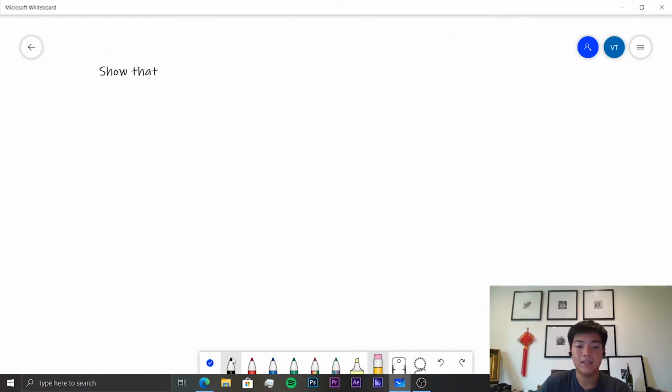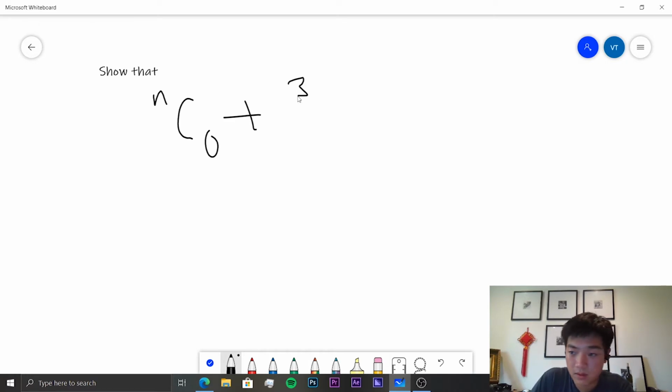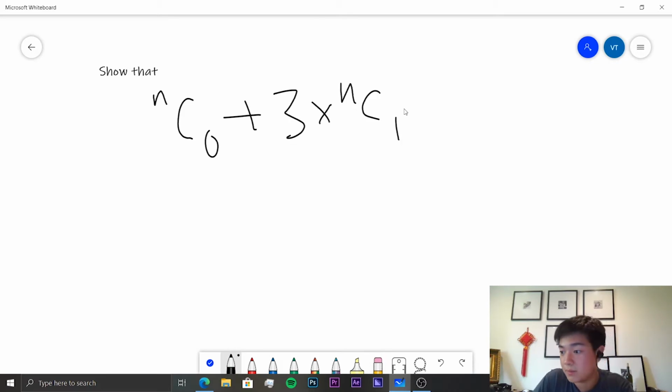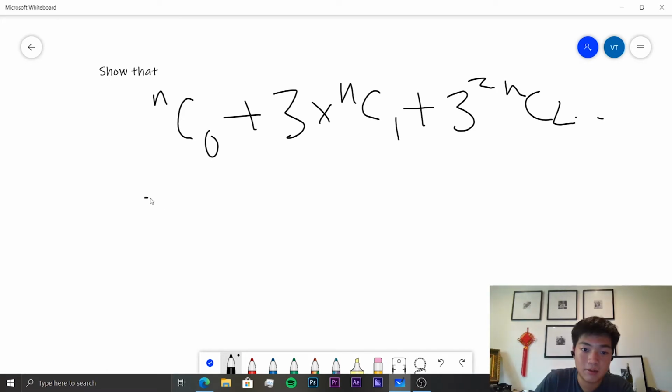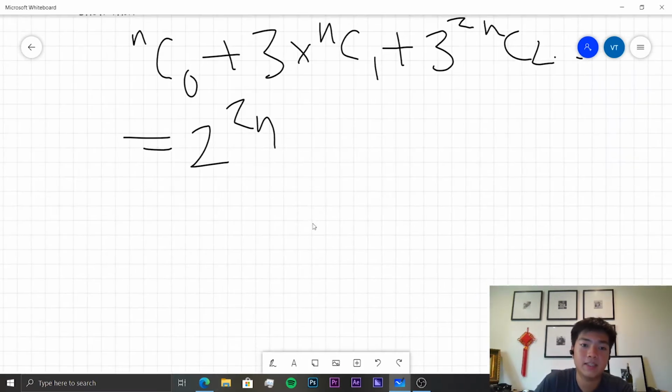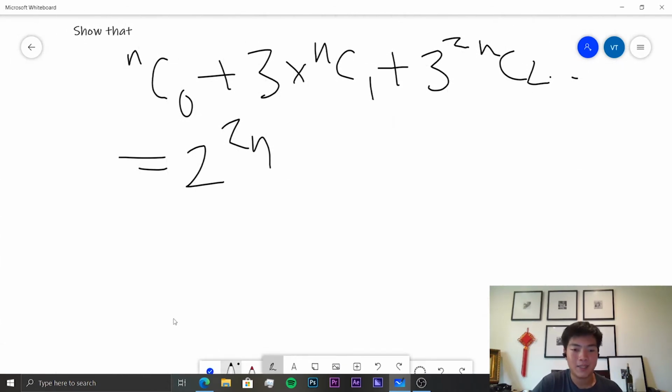write it out. We need to show that n choose 0 plus 3 times n choose 1 plus 3 squared times n choose 2 and so on is equal to 2 to the power of 2n. Okay, this is pretty simple. This is a binomial expansion again.